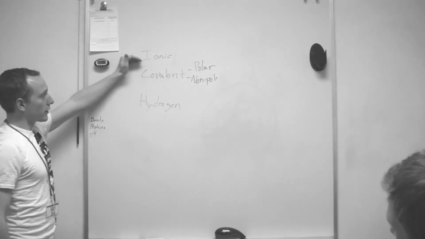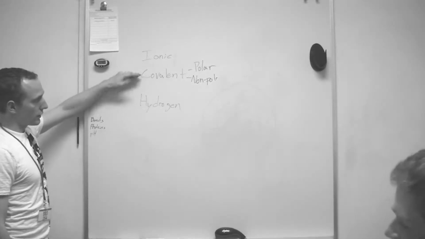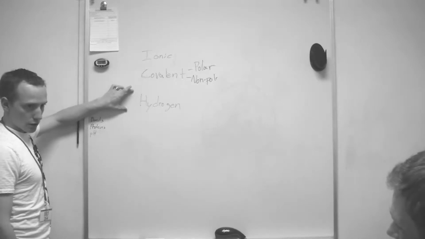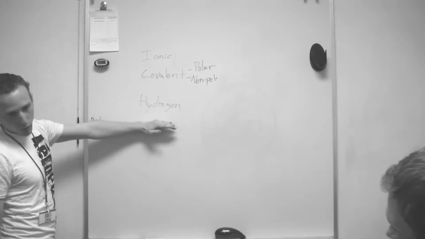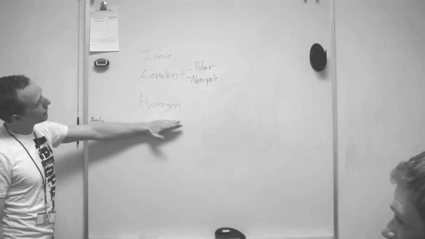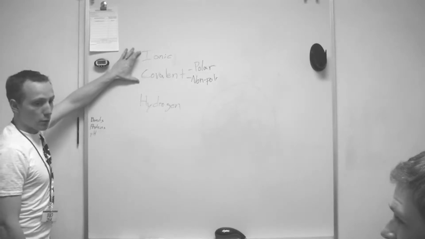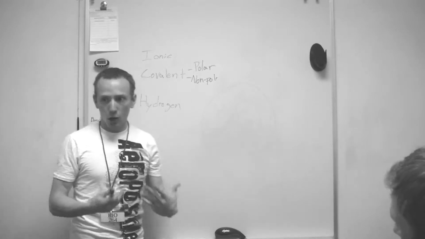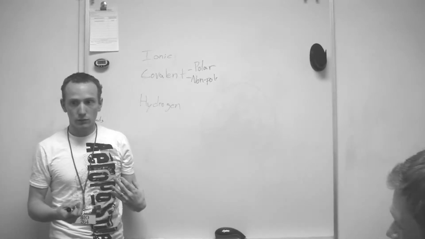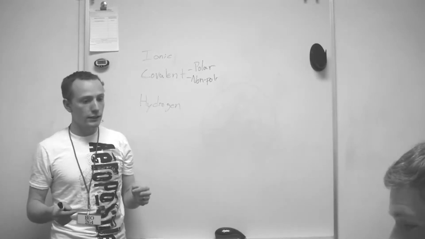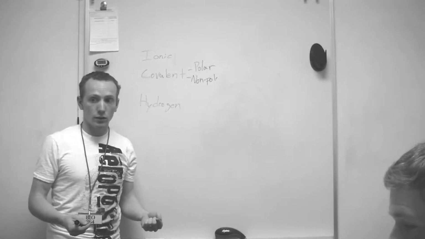So we talked about ionic bonds, covalent bonds. Now we're going to talk about hydrogen bonds. Hydrogen bonds are different than these two. These two bonds happen within a molecule. Ionic and covalent happen within a molecule.